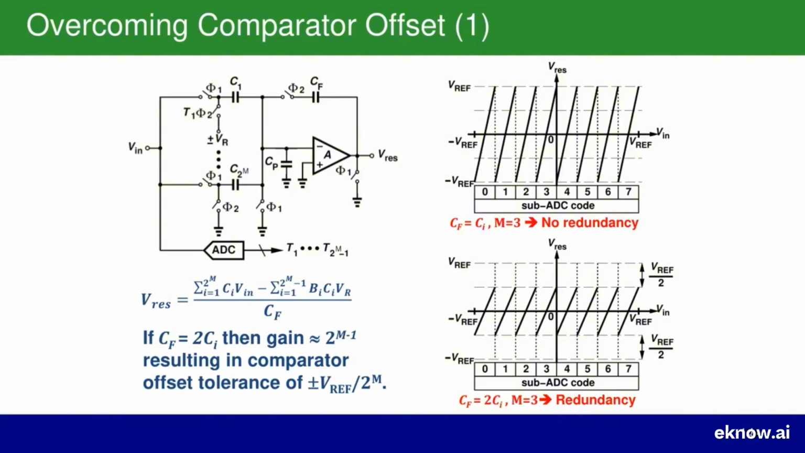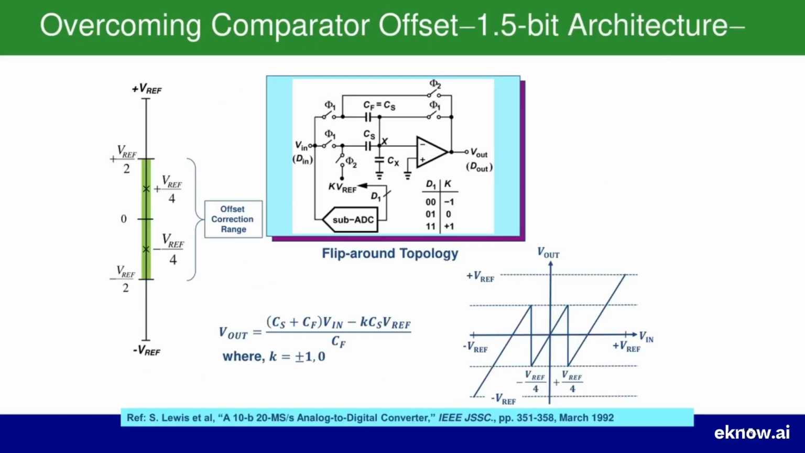The final formula on the page quantifies this benefit. It tells us that by implementing this redundancy, the stage can tolerate comparator offsets up to plus or minus VREF/2^M. For our 3-bit example, this means it can handle an offset of VREF/8. This is a powerful and essential method for making our ADC designs much more robust and practical in the real world.